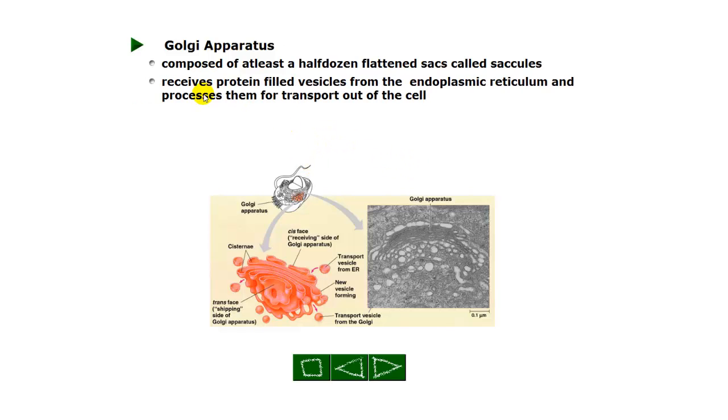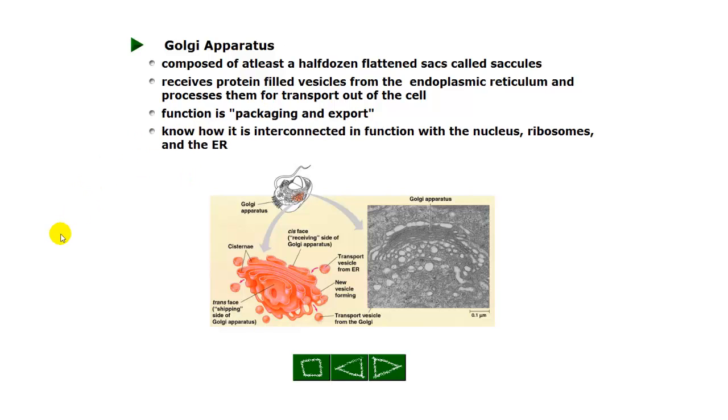So what they do is they receive these protein-filled vesicles from the ER, and then they process them for transport out of the cell. If you had to put it into 2 or 3 words, I would say the function of the Golgi apparatus is packaging and export. One of the higher level objectives for this unit is knowing how the Golgi is interconnected in function with the nucleus, the ribosomes, and the ER. So far we have just mentioned, of course, the ribosomes make the proteins, transported through the ER to the Golgi, and then the Golgi packages and exports them, but we'll come back to this.